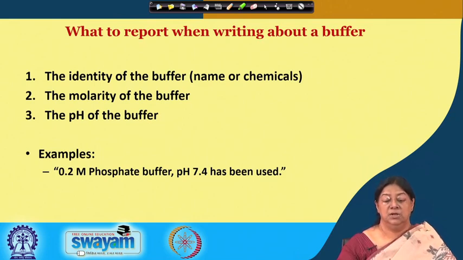Now, when we report how a buffer is used or what kind of buffer is used, it is important to mention the identity of the buffer, the name or the chemicals, the molarity of the buffer and the pH of the buffer. This is required so that if the experiment has to be repeated, it can be made reproducible from knowing that, for example, 0.2 molar phosphate buffer of pH 7.4 has been used. If this information is available, then this gives us the identity of the buffer, the molarity of the buffer and the pH of the buffer, and with the knowledge of how to prepare phosphate buffers, this specific buffer can be prepared in the laboratory.